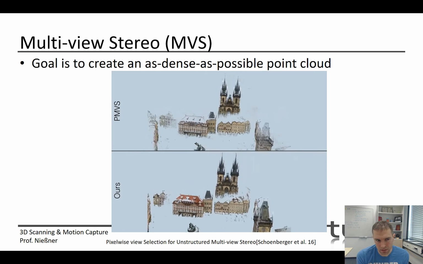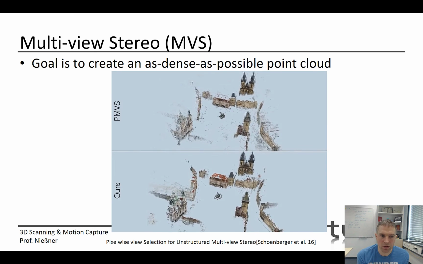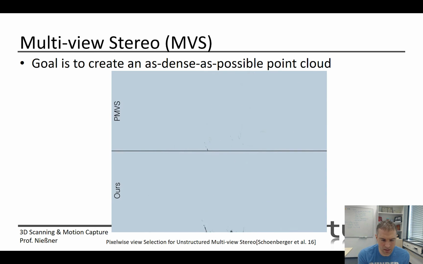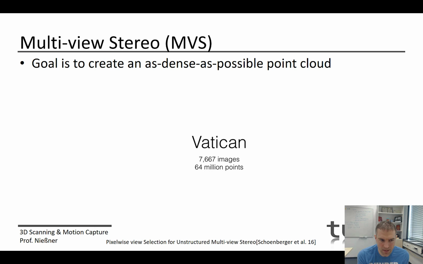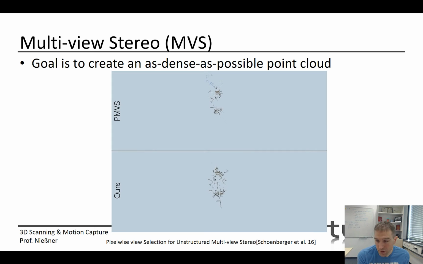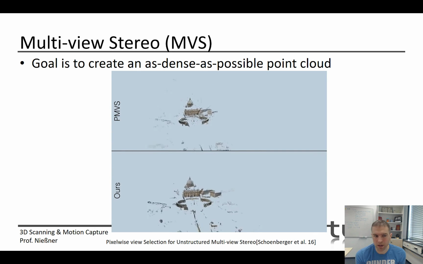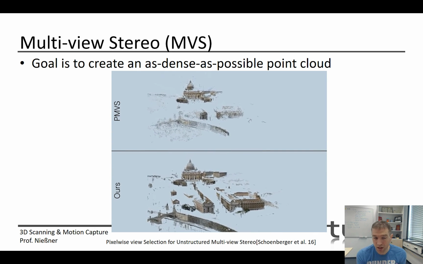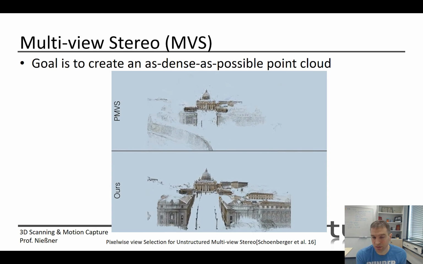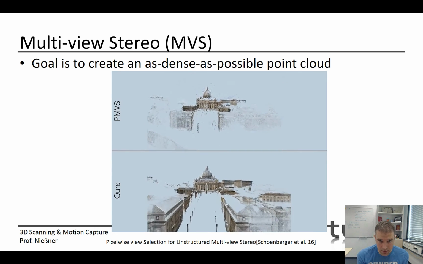Now, the question is, why do you still do that? This is a method by Johannes Schönberger, pixel-wise selection of unstructured multi-view stereo. So they get pretty good results actually in their pipeline. And the question is, why do we do that? Well, of course, we want to get a better approximation of the surface from which we later can do some sort of surface reconstruction, right?